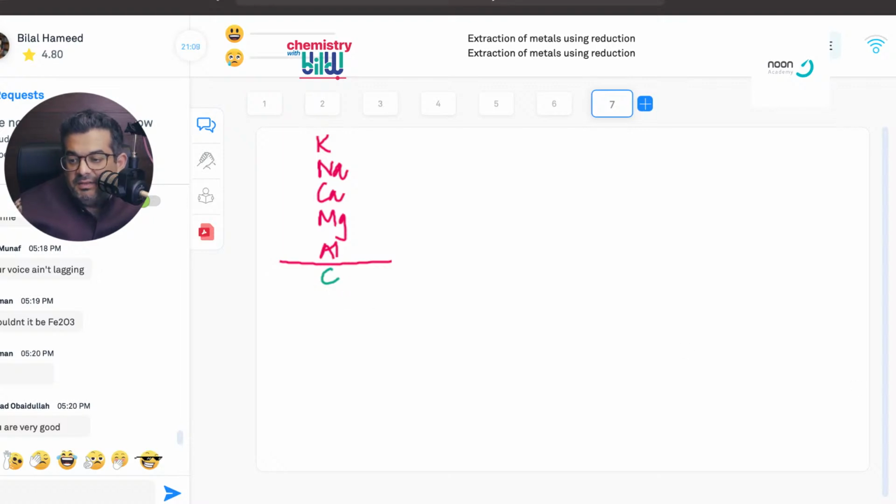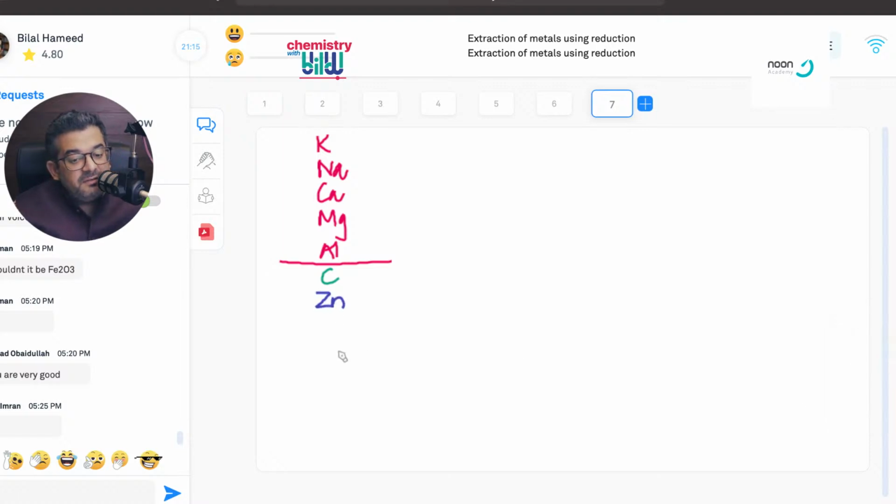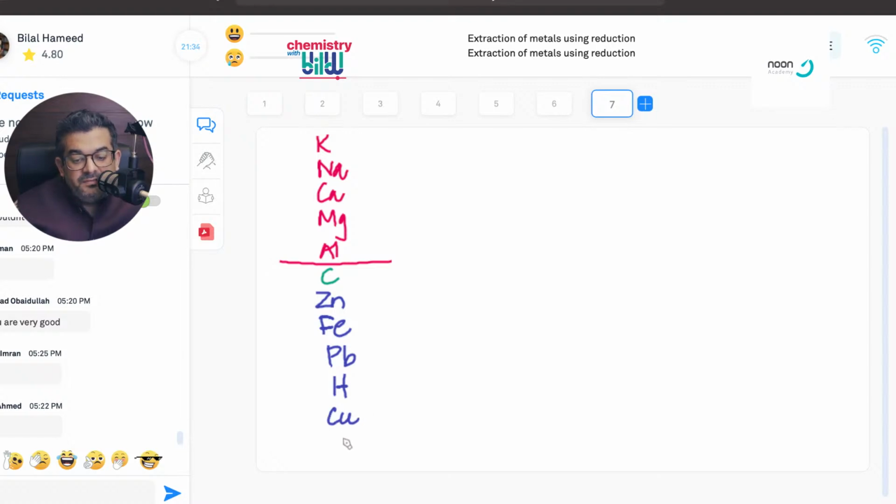So what's below carbon? If you remember, right below carbon was zinc. I can use this method for zinc. I can use this method for iron. I can also use this method for lead. I can also use this method for hydrogen. And I can also use this method for anything below that.